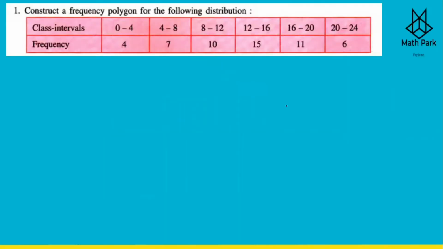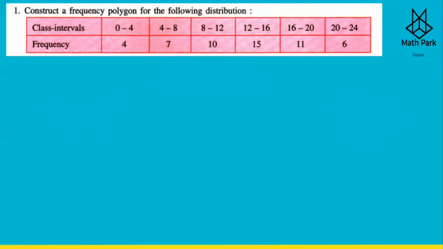So here we start with the first question. Construct a frequency polygon for the following distribution. The class intervals are given over here. Very important when we are constructing a frequency polygon or a histogram, it is important to have continuous class intervals. There should not be a gap in it.